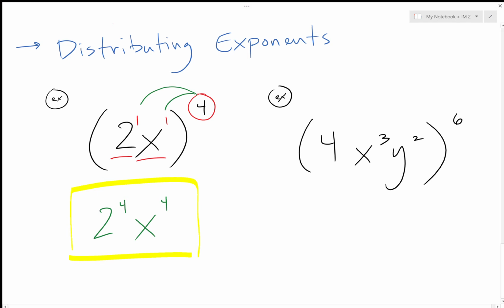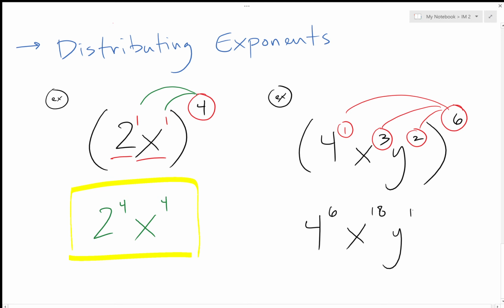So again, we want to identify how many pieces this 6 needs to go to inside. I for sure see a 2, a 3, but even the number in front, the 4, has to have a 1 on it. So this 6 is going to get multiplied to all of those. Think about distributing. We're going to do multiplying. So not adding this time, but multiplying. So we've got 4, 1 times 6 is 6. X, 3 times 6 is 18. And then finally, y to the 12. And again, we could take 4 to the 6th power, put it on the calculator, and find out what that number is, but we're working on the rules right now.